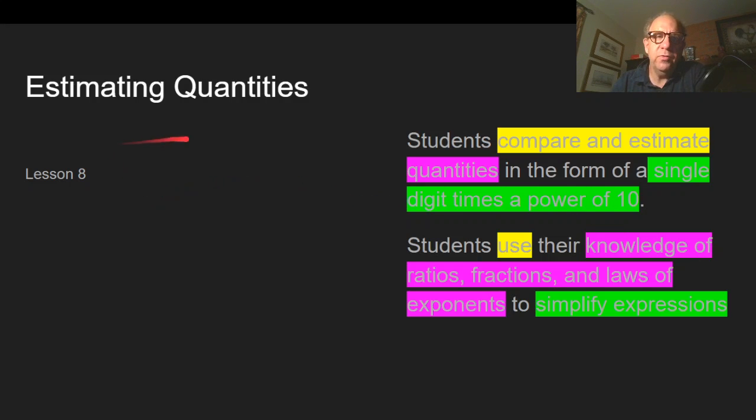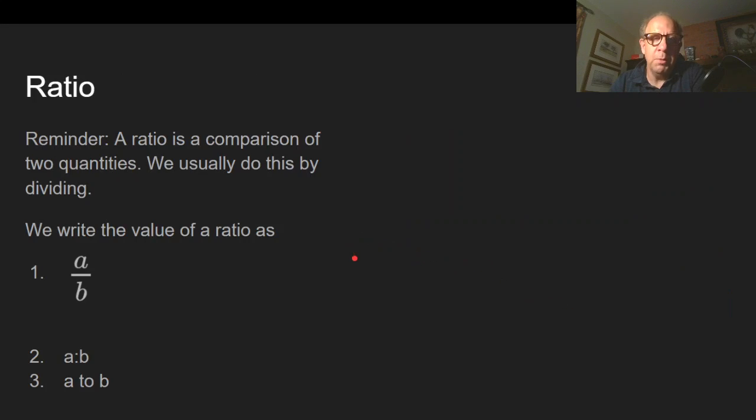Lesson 8, estimating quantities. So we are going to compare and estimate quantities in the form of a single digit times the power of 10. So it's kind of scientific notation. We will use our knowledge of ratios, fractions, and exponents to simplify our expressions. All right, so we're doing specific comparing and estimating with powers of 10. Okay. Remember, a ratio is basically a division problem.